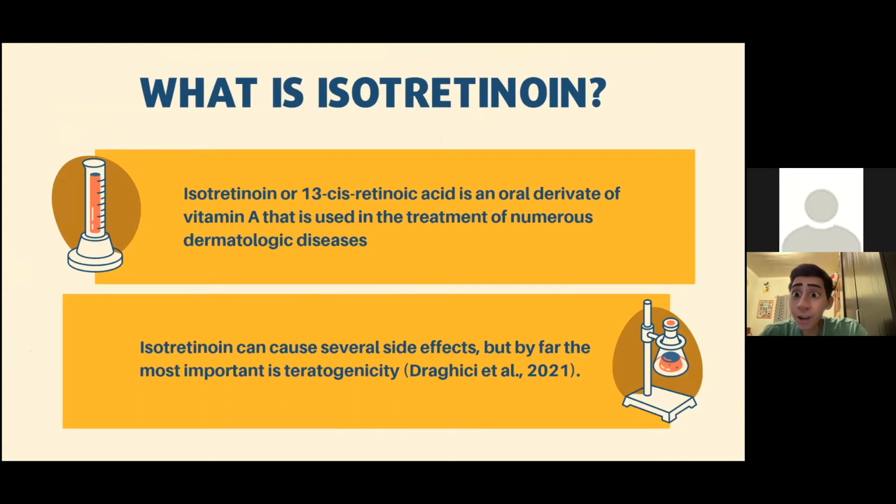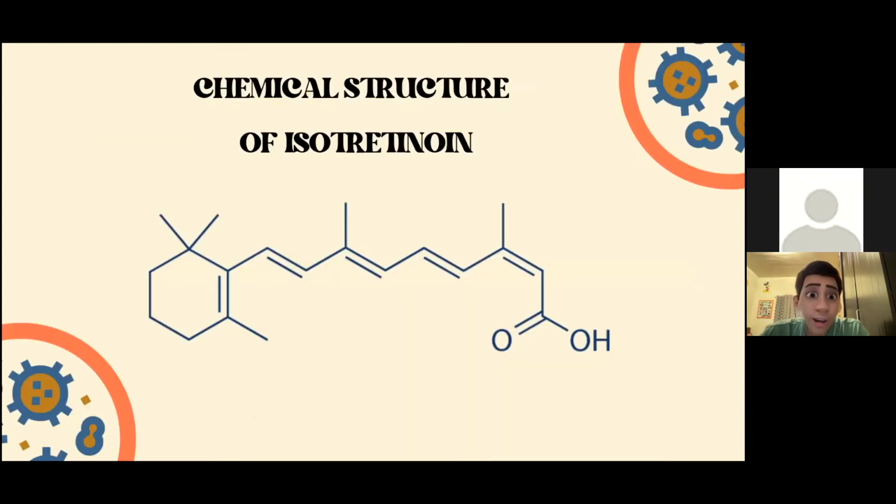So what is isotretinoin? Isotretinoin, or 13-cis-retinoic acid, is an oral derivative of vitamin A that is used in the treatment of numerous dermatologic diseases such as ichthyosis, hidradenitis suppurativa, rosacea, non-melanoma skin cancer prophylaxis, but mainly used in sebaceous gland pathology. The liver naturally makes small quantities of isotretinoin from vitamin A, but the drug that is prescribed is made synthetically. Isotretinoin can cause several side effects, but by far the most important is teratogenicity. Here is the chemical structure of isotretinoin.